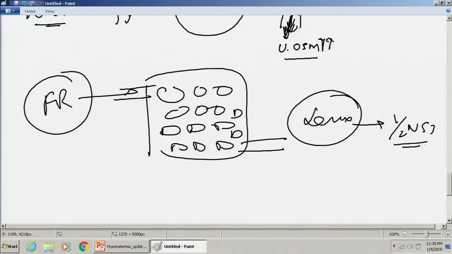So in your hypervolemic hyponatremia, you would restrict their fluid intake, and then you will give them Lasix to treat it. Good enough? Easy peasy? Smiling faces? Good. Okay. Moving on.